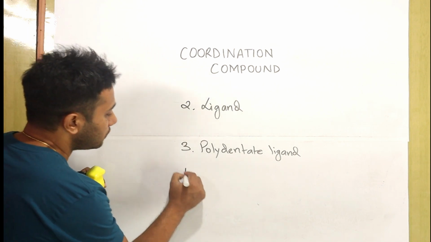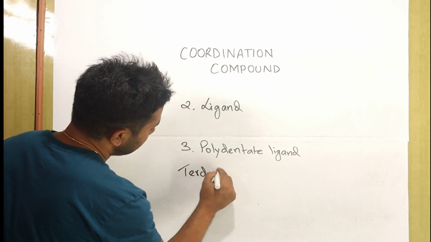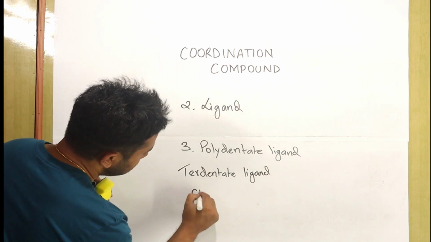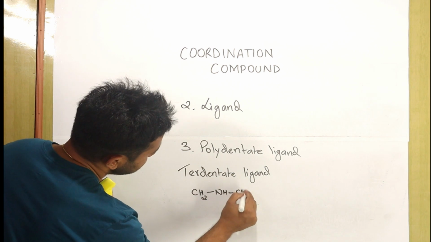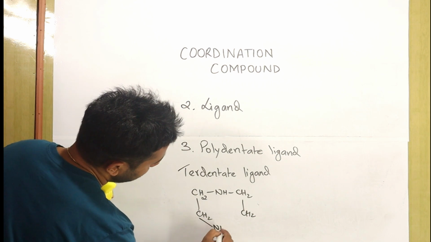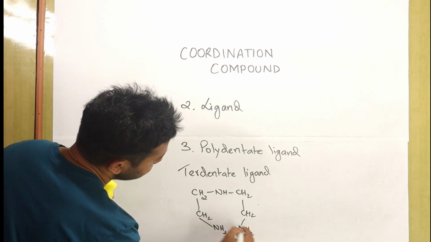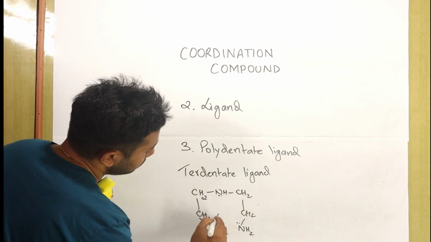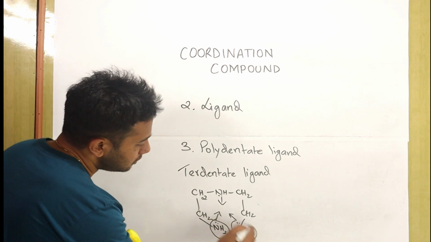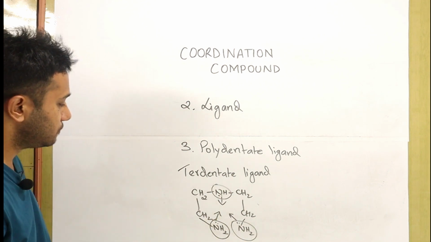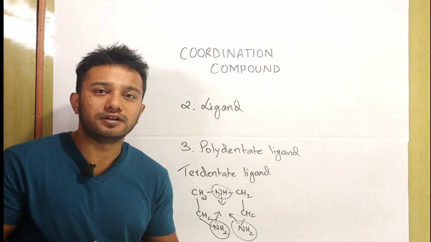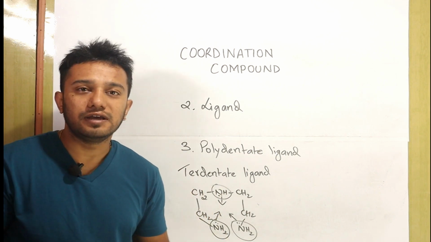So one example for a tridentate ligand is CH2NH, CH2, NH2, NH2. So here lone pair, lone pair, lone pair. So 1, 2, 3. So they are having 3 donor atoms. So one donor atom, another donor atom, third donor atom. So these 3 donor atoms will make coordination bonds with the metal ion. So this is an example of a tridentate ligand.